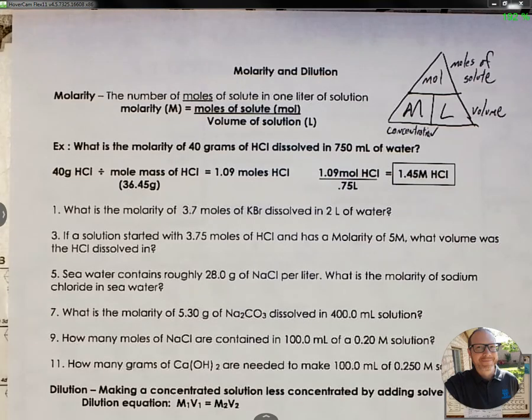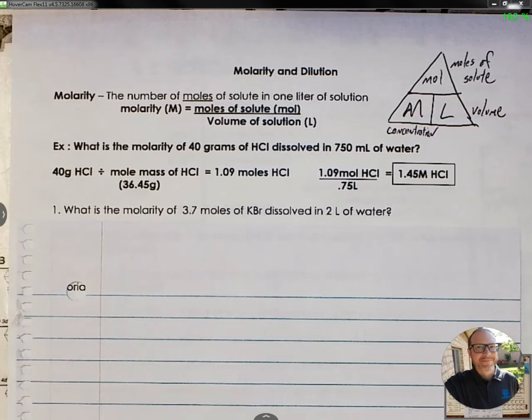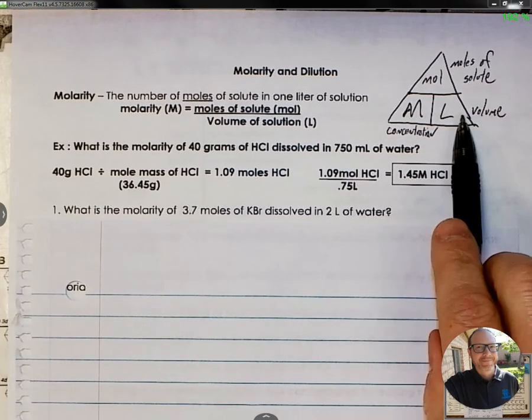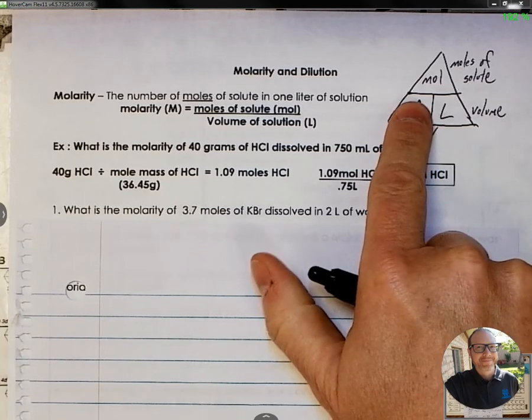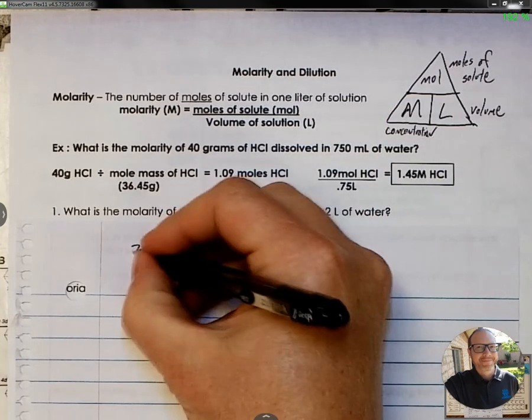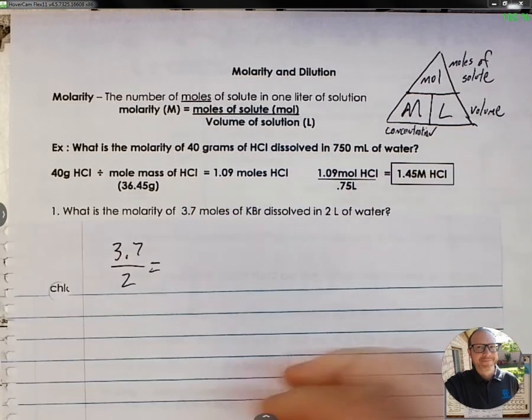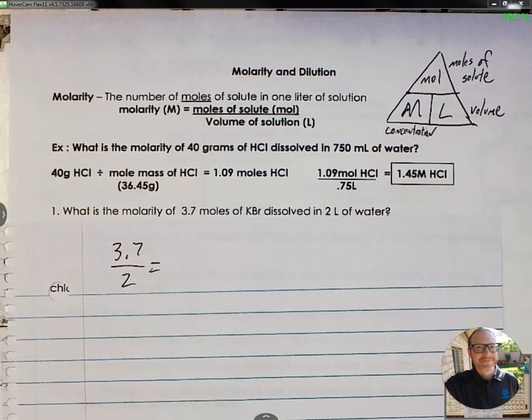So we'll start with a few easy ones here. Question 1 wants to know: what's the molarity of 3.7 moles of potassium bromide dissolved in 2 liters of water? So they give me moles, they give me volume in liters. So all I do is moles divided by liters. It's going to be 3.7 divided by 2, which my handy calculator tells me is 1.85. Somebody confirm?